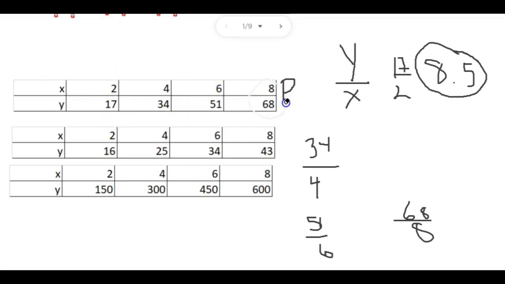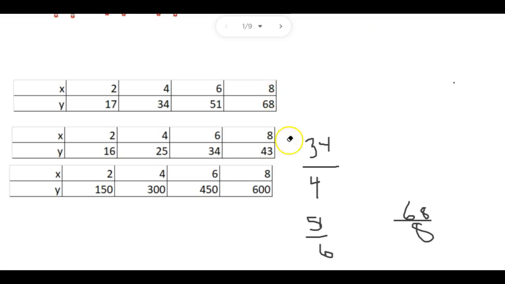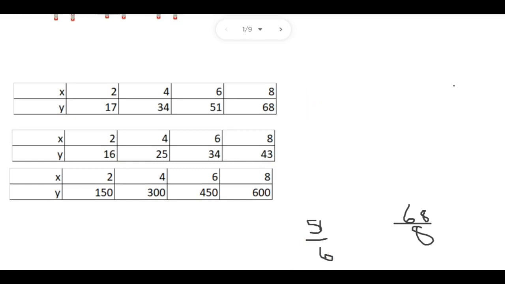Now, if it is a proportional relationship, then 8.5 also happens to be my slope. If it's a proportional relationship. You can't trust that all the time because not all of these will be proportional. But if it is a proportional relationship, then 8.5 is also my slope. I'm going to talk to you about that in the next video. Let's check out this next one.